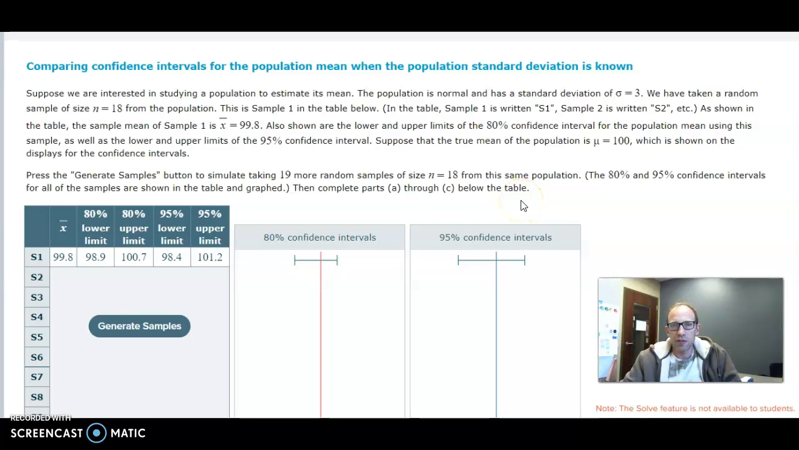Okay, confidence intervals are extremely useful and becoming more and more accepted, much more than p-values, for example. But they are a little bit tricky to understand, which is why Alex tries to hit them in so many different directions. So here they give you some examples of a sample. Notice that they say all of these samples we'll be looking at are of size 18.